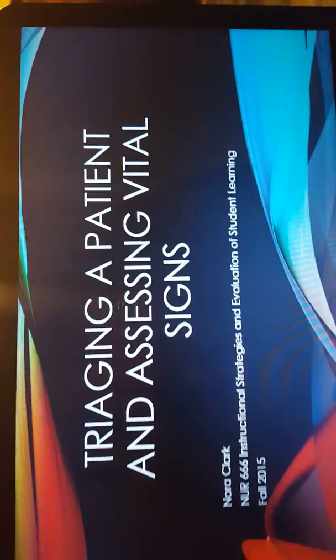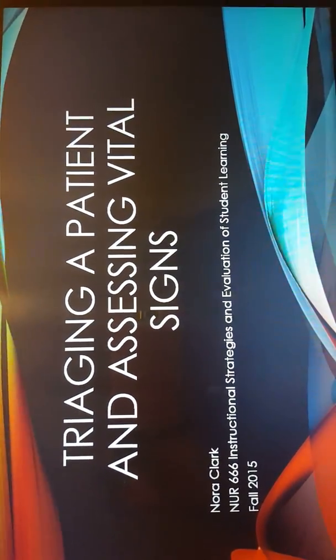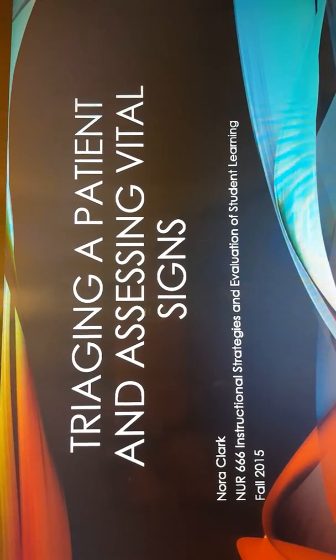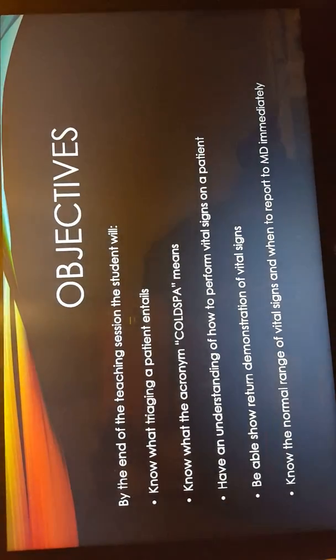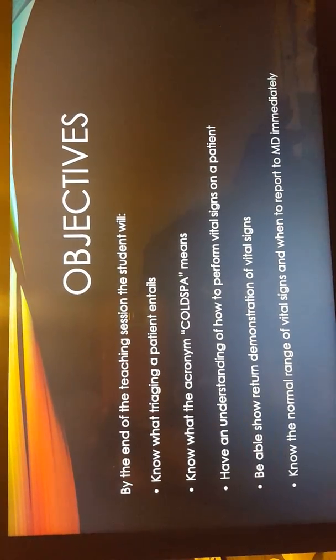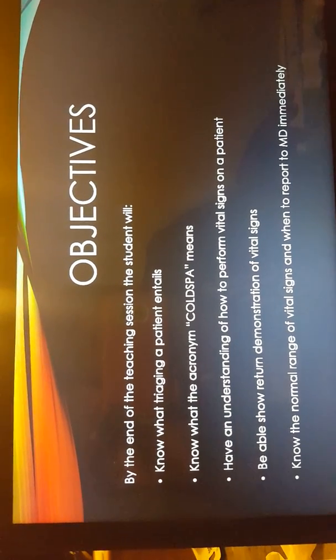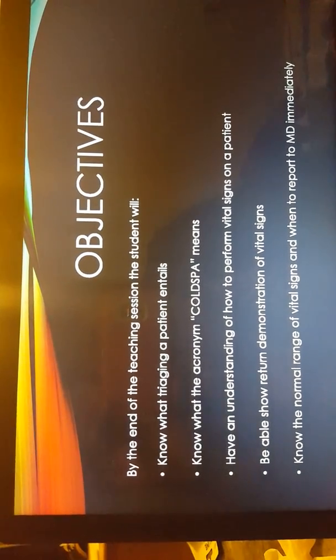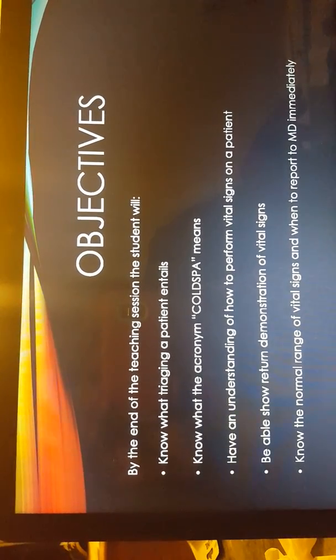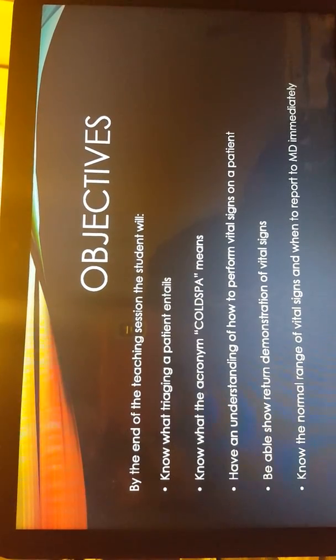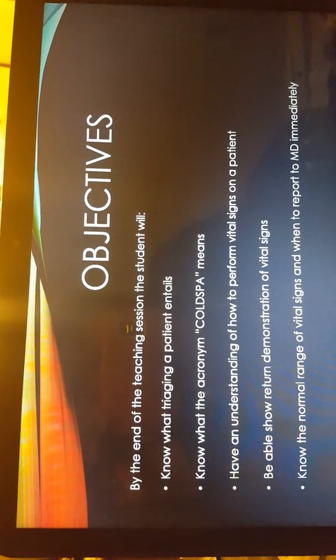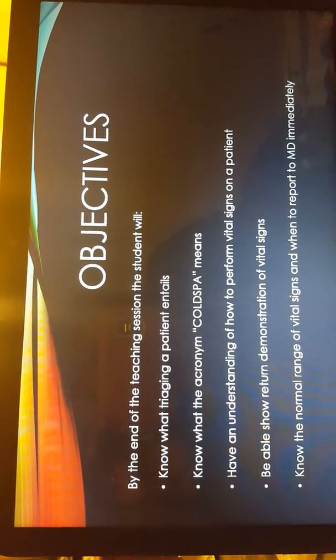Now we will take a look at my PowerPoint that I created. We already discussed the topic, but it's triaging the patient and assessing vital signs. The objectives. By the end of this teaching session, the student will know what triaging a patient entails. They will know about the acronym COSPA that we will be using to further assess our complaint illness. They will have an understanding of how to perform vital signs on a patient.